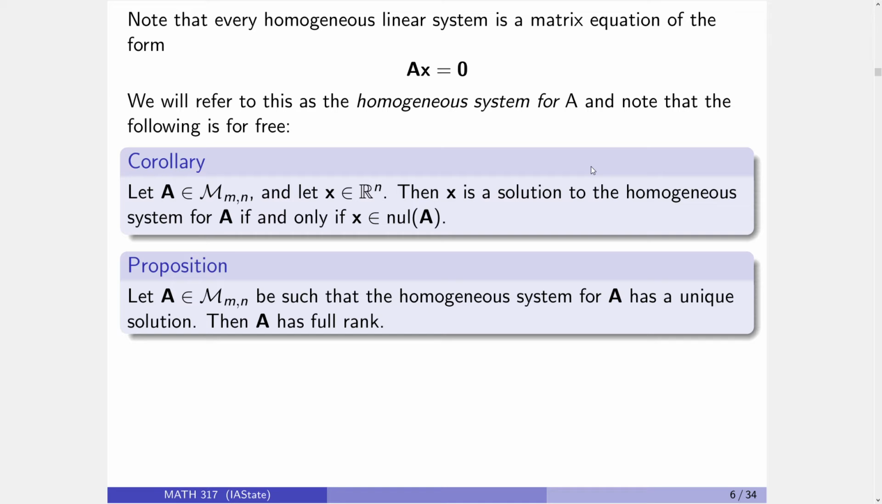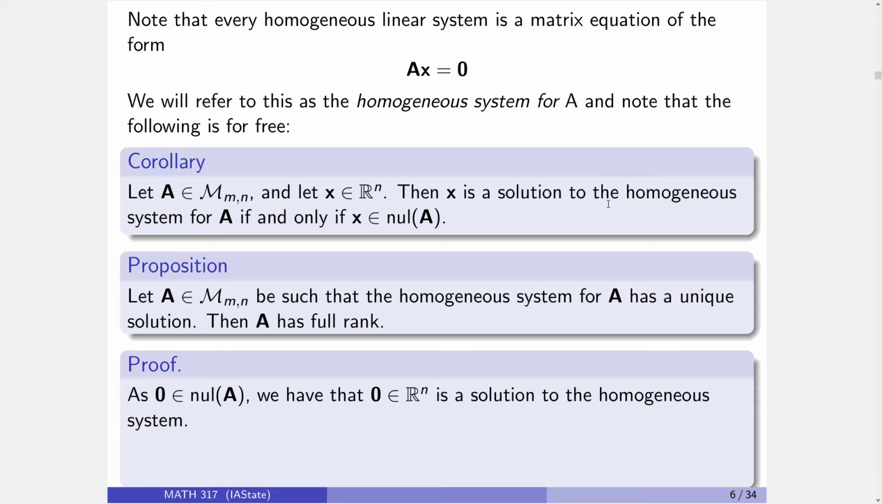Suppose that the homogeneous system has a unique solution, then A must have full rank. Just like the previous result, this is just a recontextualizing of stuff we've already proven. The first thing to note is that 0 is always a solution to the homogeneous system. We already talked about how the homogeneous system of linear equations can always be solved, just everything equals 0. And that's hopefully even more clear now, because the solution set to the homogeneous system is the null space, which is a subspace, which means it has to have 0 in it.